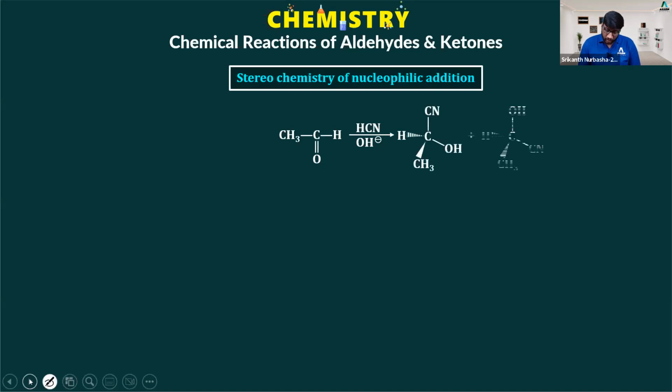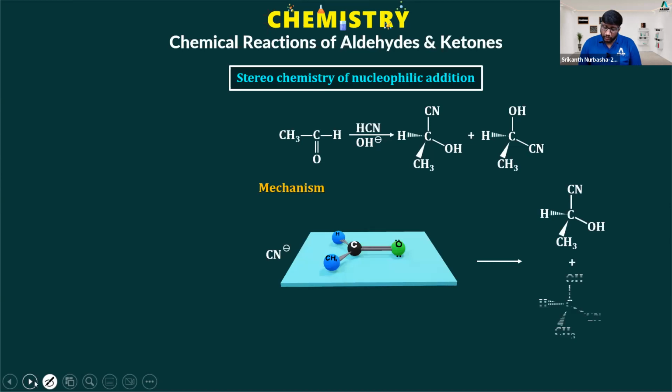Stereochemistry of nucleophilic addition. What happens in the stereochemistry? If a new chiral carbon, or a new chiral center, is generated, we will have formation of a racemic mixture. CH3, C double bond O, H, with HCN, OH minus will generate a product. Like we have C double bond O, initially we have trigonal planar. CN minus is a nucleophile.